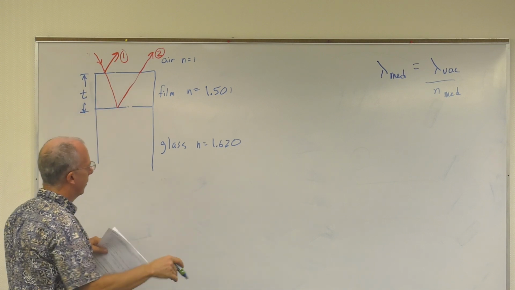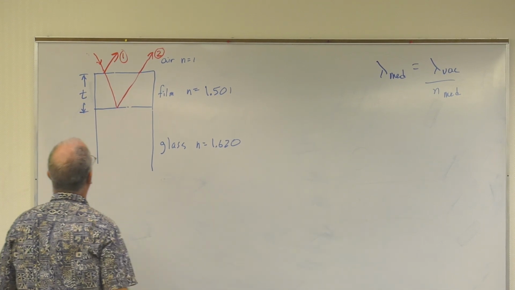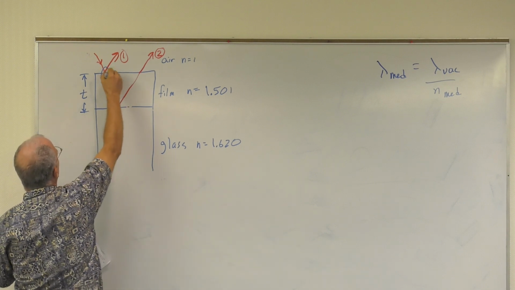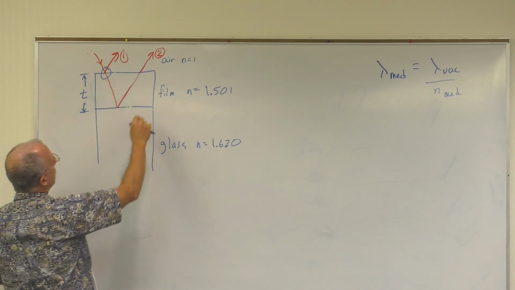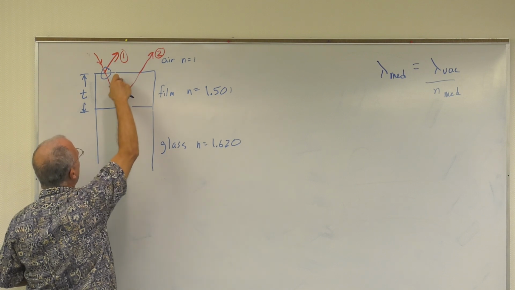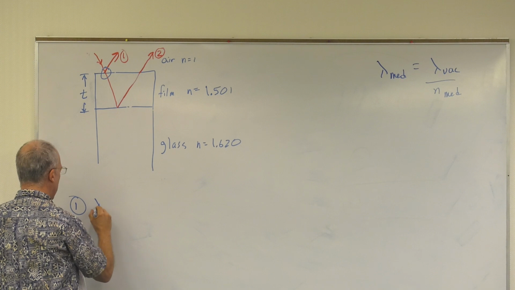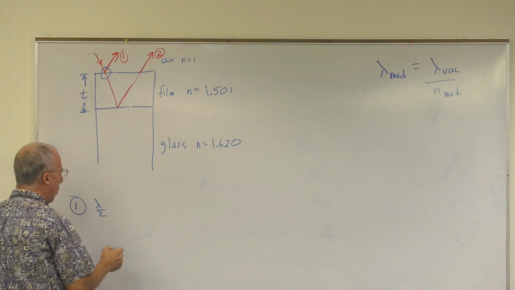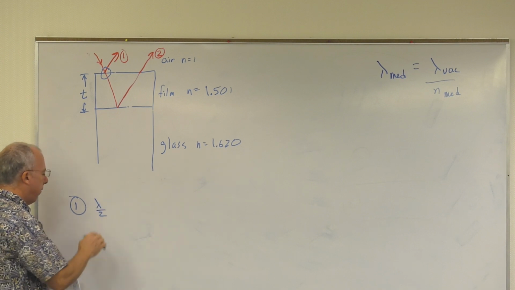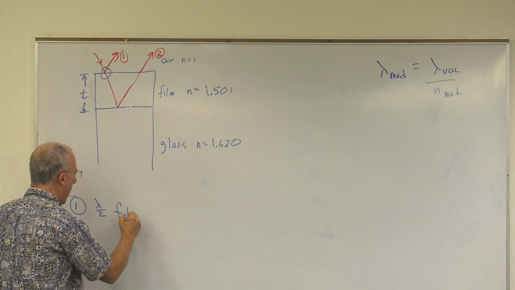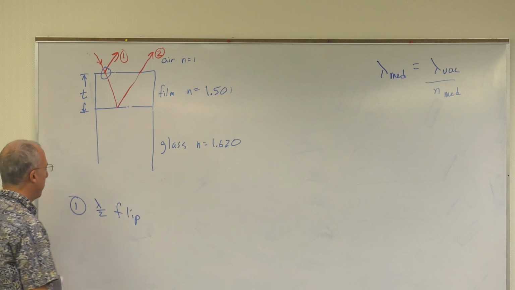All right, close enough. Okay, here we go. Reflection number one is from air to film, 1 to 1.5. So there's a phase change of pi, which is equivalent to a flip of lambda over 2. So there's one lambda over 2 flip.